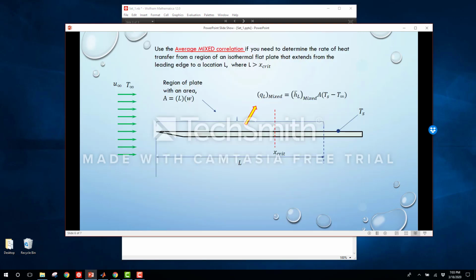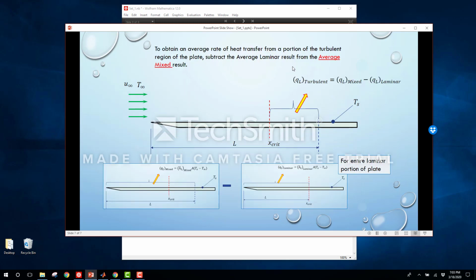Now, the last one that you might want to take a look at is what would happen if you wanted to actually know the rate of heat transfer from a portion of the plate that is completely turbulent. Well, there is no specific correlation for this. You can use the correlation for the mixed condition and utilize that to obtain the rate of heat transfer from the leading edge up to this point L. And then you can calculate what the heat transfer rate would be for the entire laminar region of the plate, and you can subtract the two of them.